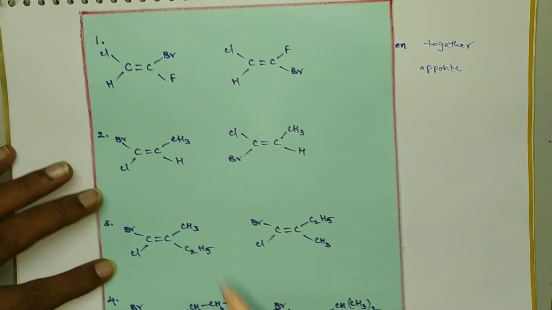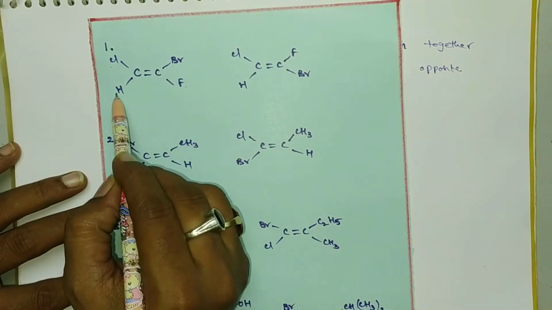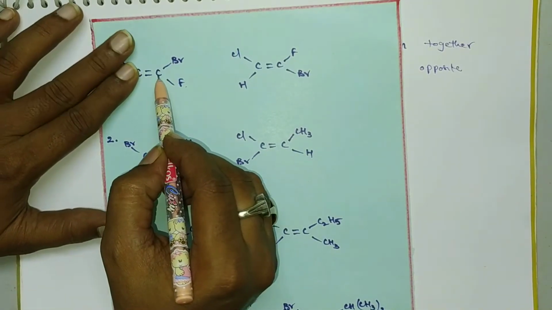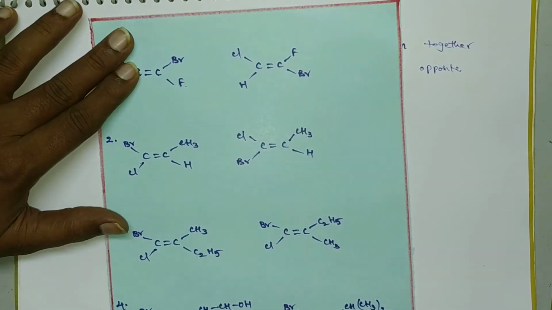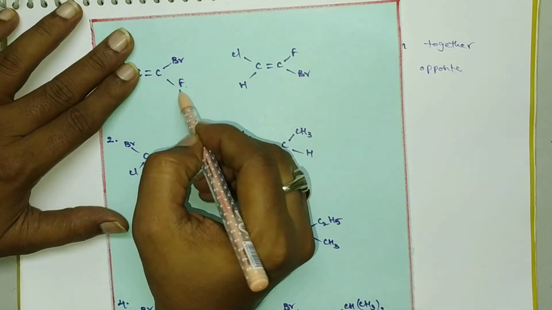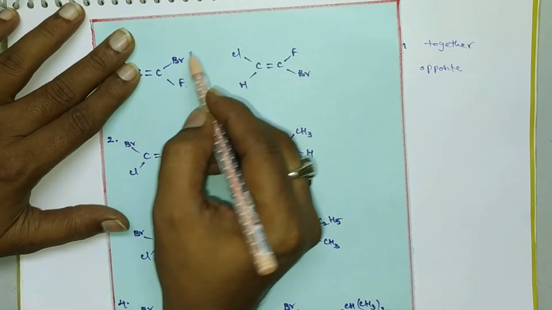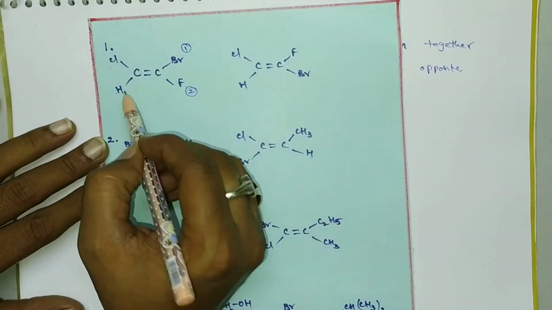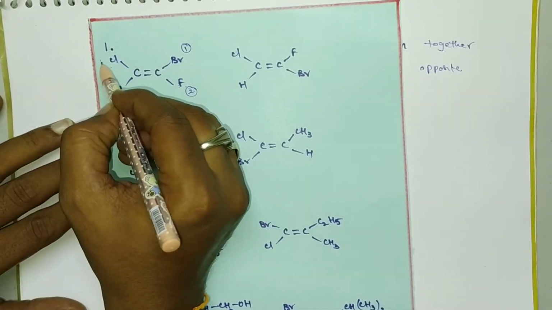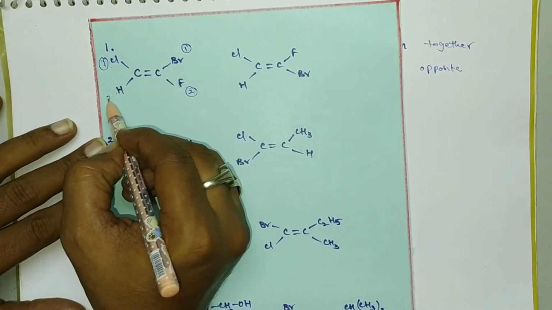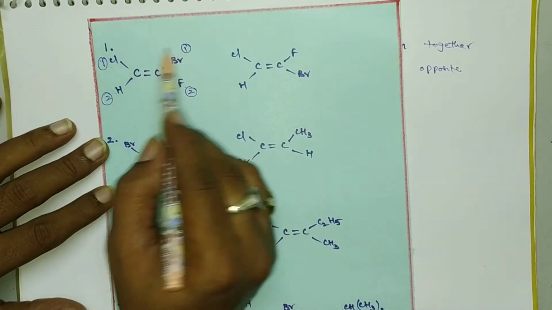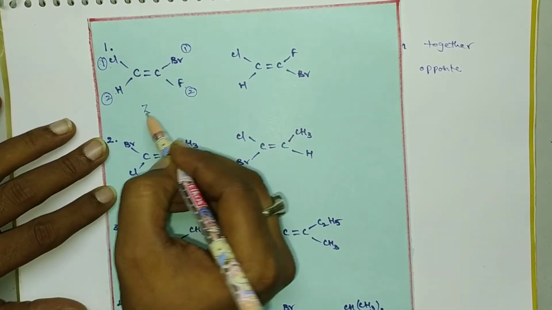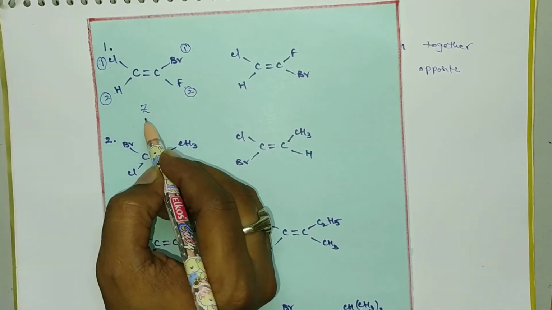So here are some examples. In the first one, the four atoms are different. For this double bonded carbon, there are two elements: one is bromine, the other is fluorine. We have to give preference to the highest atomic numbered element, that is bromine. For the second carbon, if you consider these two groups, the highest preferred element is chlorine, and this one is the lowest preferred element. Here both highest preferred elements are present on the same side of the double bond, so it is called Z configuration.